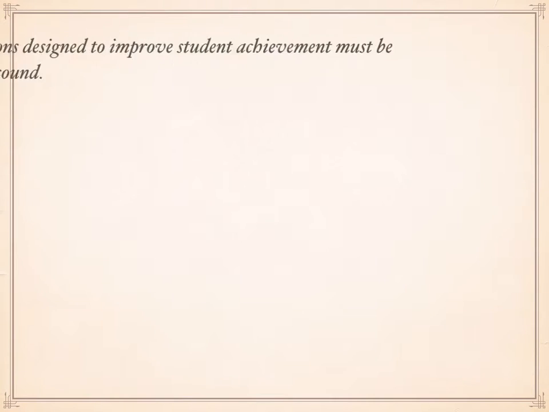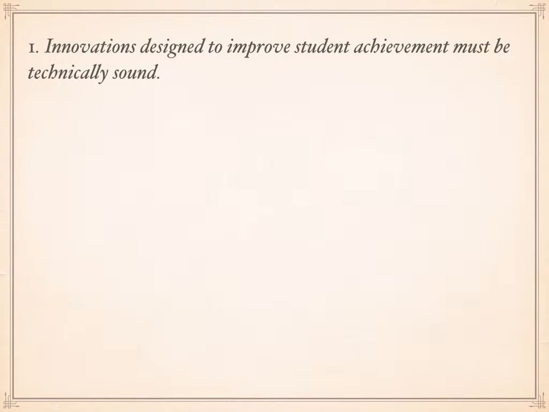According to research, for curriculum change to be successfully implemented, 5 guidelines should be followed. First, innovations designed to improve student achievement must be technically sound. Changes should reflect research findings regarding what does and does not work, not designs that simply are popular.